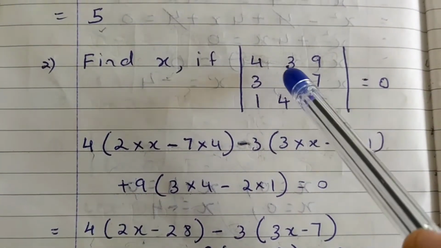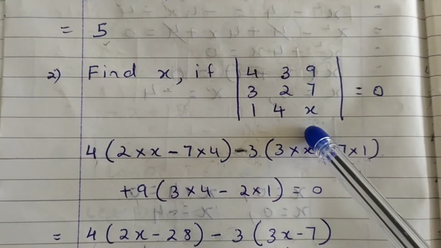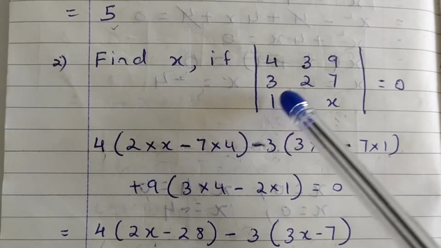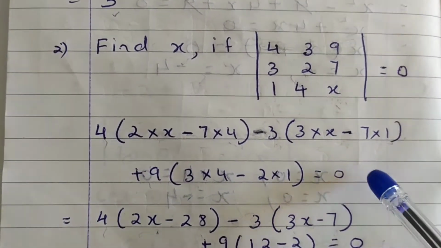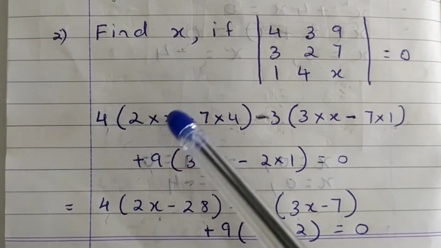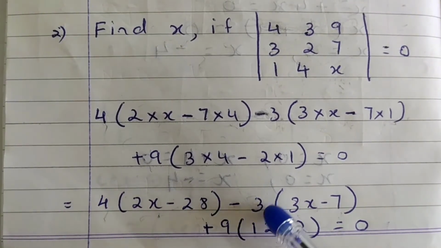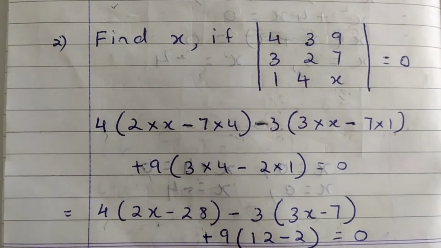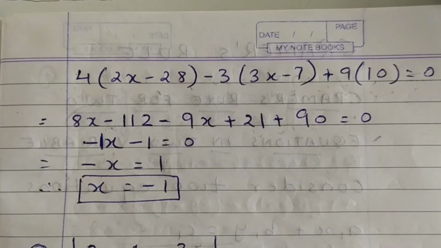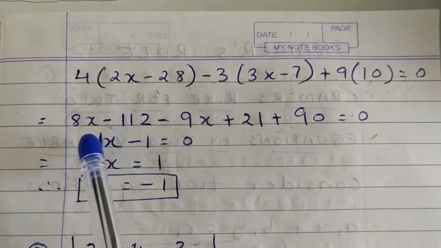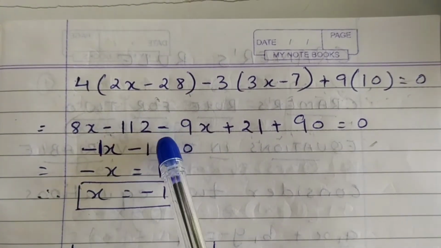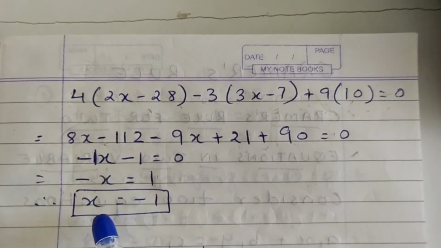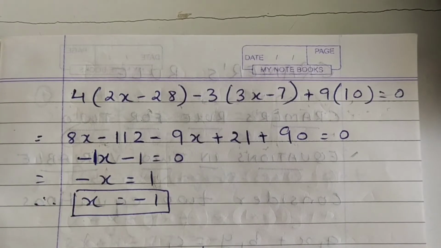Third term plus 9. 9 comes in first row and the last column. So you are left with 3, 2, 1, 4. So it is 3 into 4 minus 2 into 1 is equal to 0. We solve this equation. So it is 4 (2x minus 28) minus 3 (3x minus 7) plus 9 (4 threes are 12 minus 2) is equal to 0. Further simplifying, you open the bracket. So you get 8x minus 112 minus 9x plus 21 plus 90. If you solve this linear equation, you get the value of x as 1.